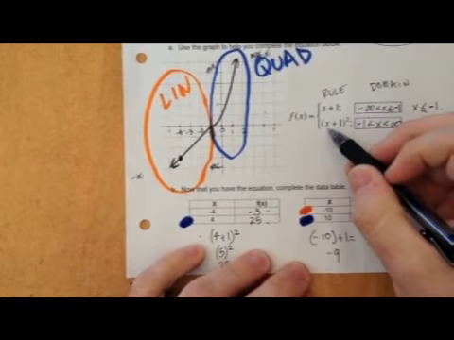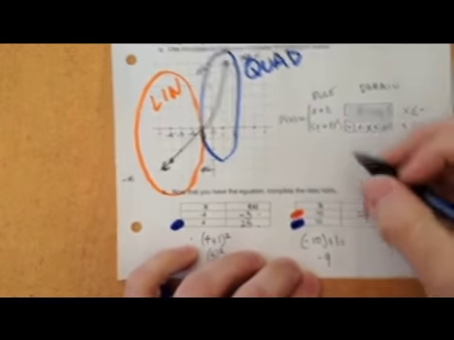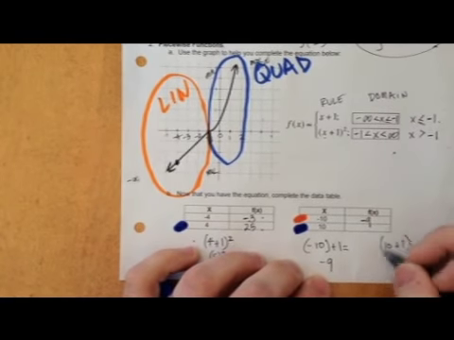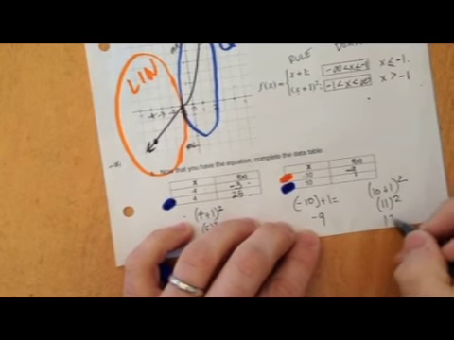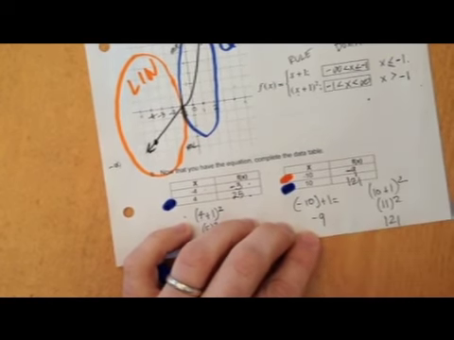For positive 10, I have to use this different rule. The input plus 1, the quantity squared. 10 plus 1 is 11. 11 squared is 121. All right. Lots of work, but now we're done with question 2.